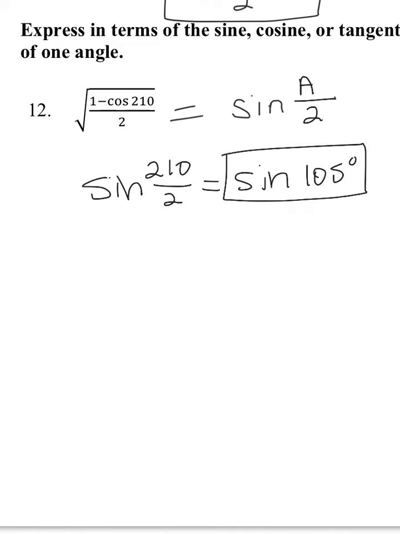The last part of your test is going to be a writing prompt, so just be prepared for your writing prompt. It's going to be about question number 12. How did you determine which identity to use and which formula to use to find your answer? And that's it. Good luck, Longhorns.